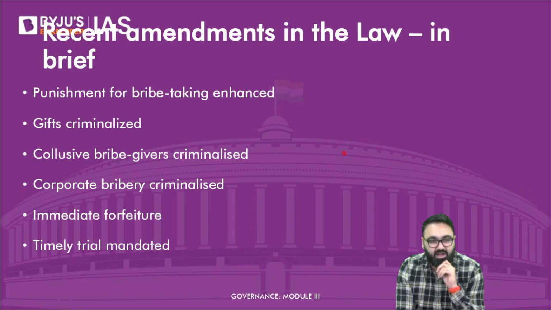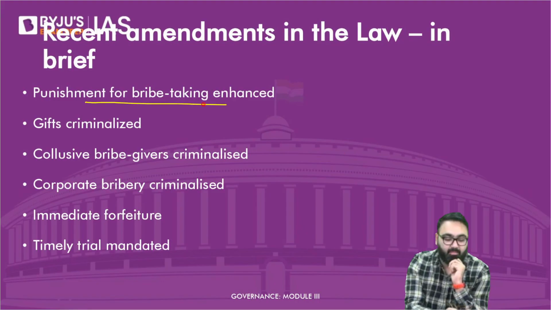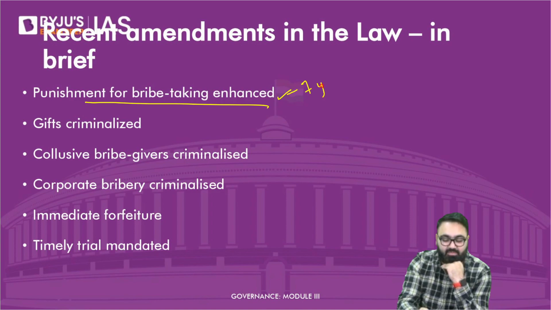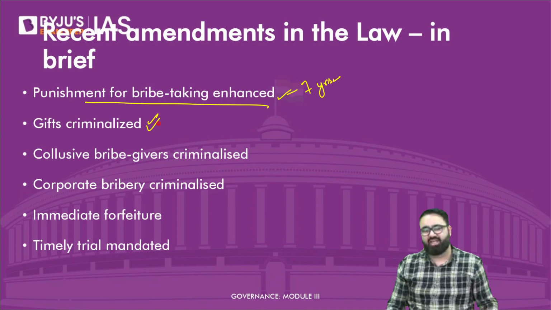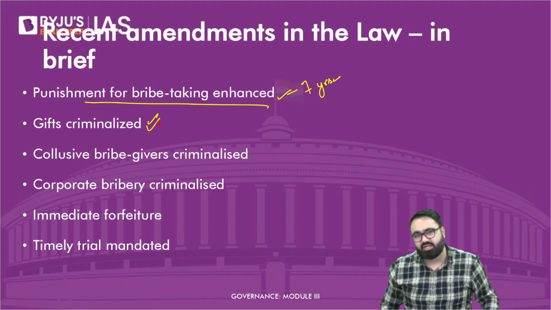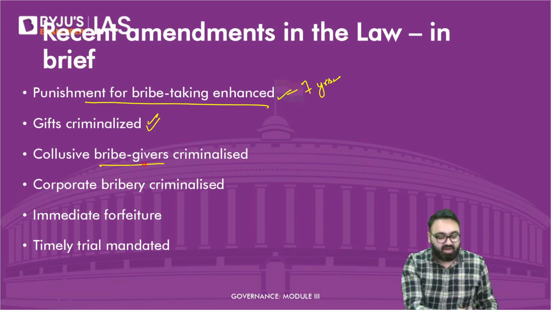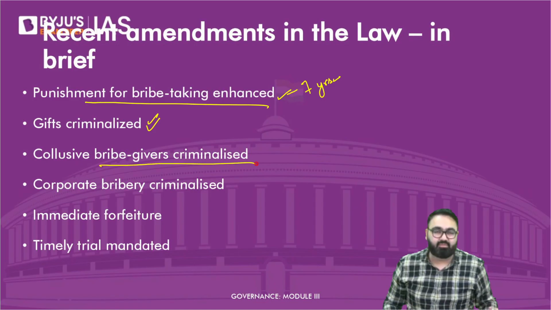These are, again, in brief, the changes that were made in the law in 2018. First change, punishment for bribe taking has been increased now. It has been increased to 7 years minimum now. Gifts have also been criminalized, not just cash. Any gift given that results in dishonest operation will be a bribe. Bribe givers, those who give the bribes, are also criminalized.